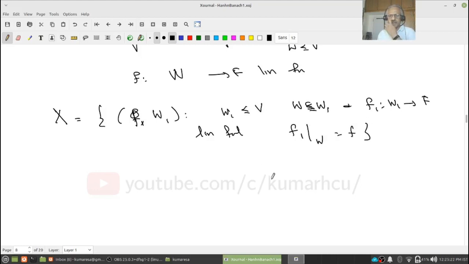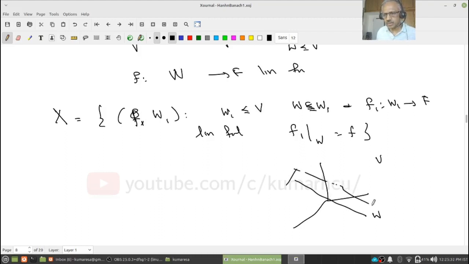Do you follow that? Think of this as a vector space, and this is my W. And then W1 will be some other subspace, this may be my W1, and this is my W. If you want, it may be a good idea to have different colors. This is my W, and this is my W1.